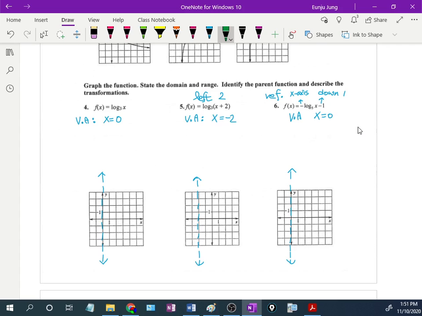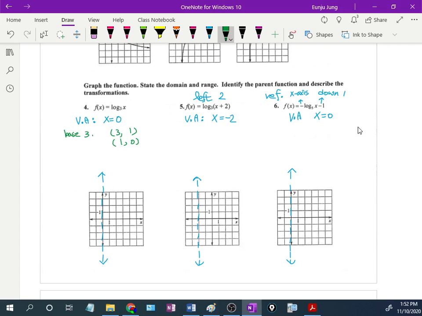So question number 4, what is the base? Base is number 3, and give me an ordered pair from it. 3 and 1, right? And another one. 1 and 0.